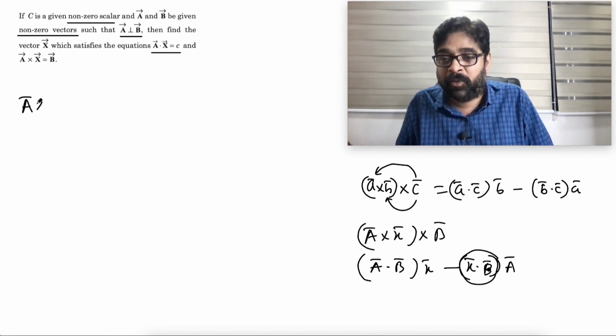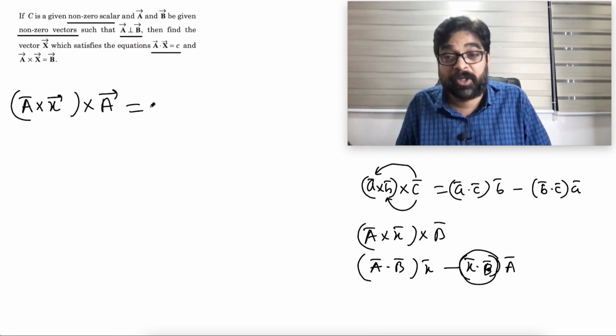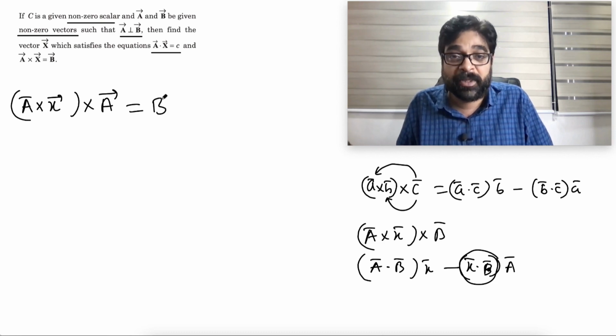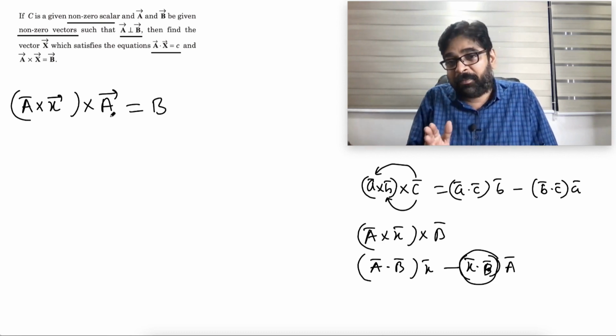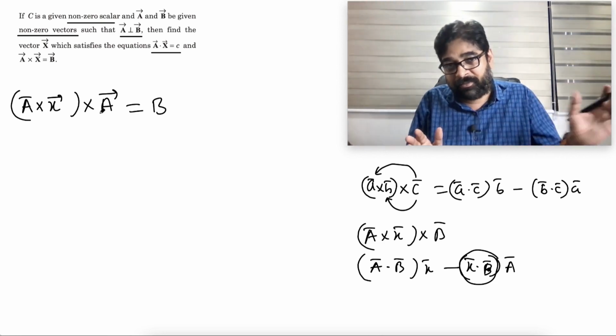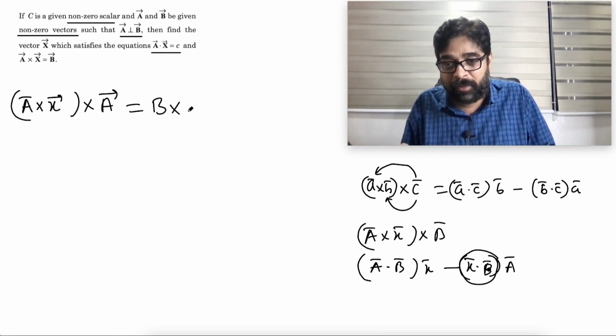If I do cross A on both sides, be clear, whenever you are doing cross product, always maintain the order. Order means on the left side I multiply cross A from the right-hand side, so on this side also it will be the second vector.